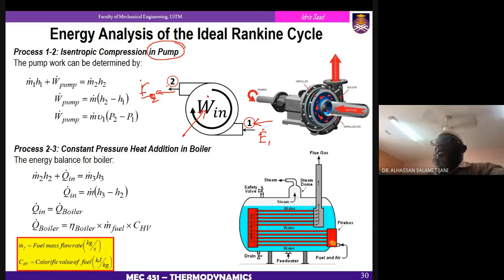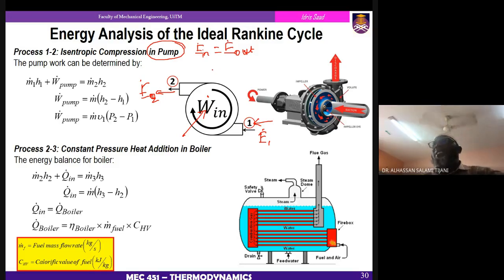So the energy balance for this system is given by total energy in, which should be equal to total energy at the exit, at the outlet. Okay, so what is the total energy in?